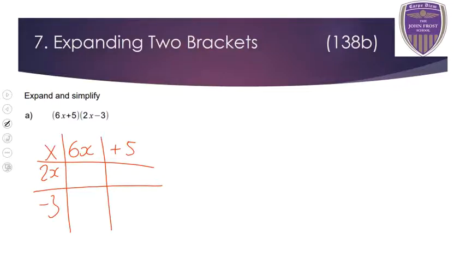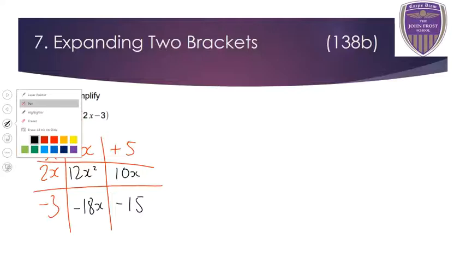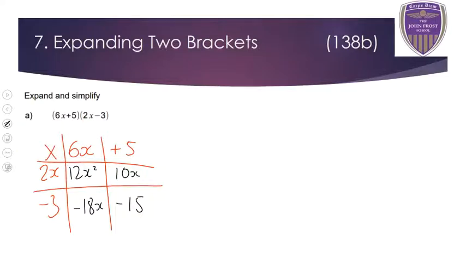Okay, so 6x times by 2x is 12x squared. 2x times by 5 is 10x. Minus 3 times 6x is minus 18x. And minus 3 times 5 is minus 15. So you've got to get your symbols right for this one. Okay. Then we collect together the terms that are the same, which is usually these x's here. So for the first one, we've got 12x squared.